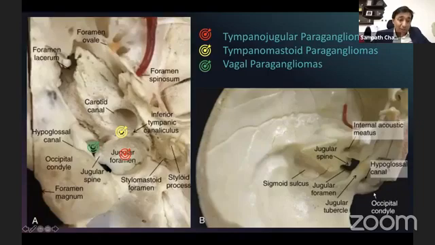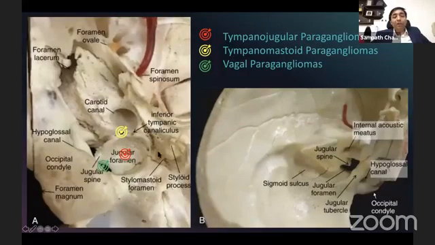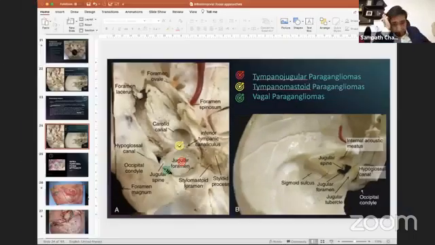I'm sorry, this green dot has to come here. I'll do that right now because otherwise I will forget. Okay, so the third green dot is in this area. Okay, so these are the origins of the 3 types of paragangliomas that involve the jugular bulb.